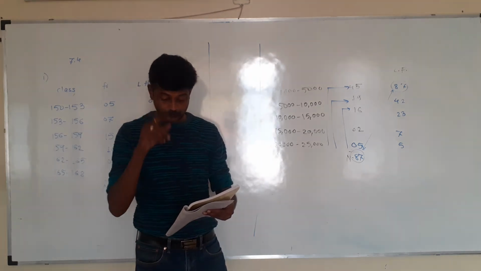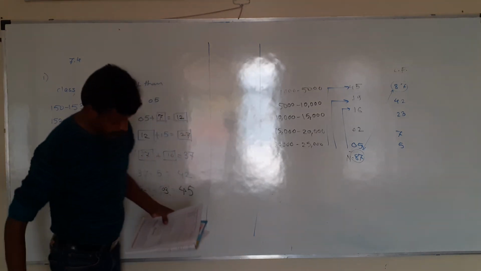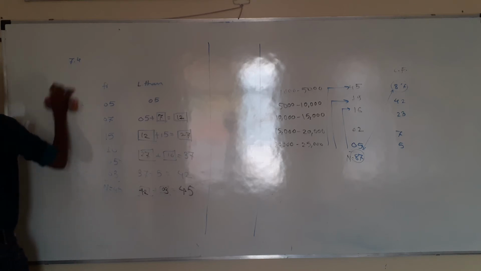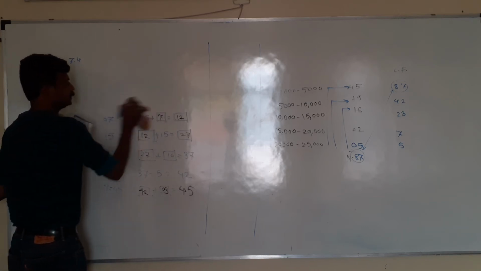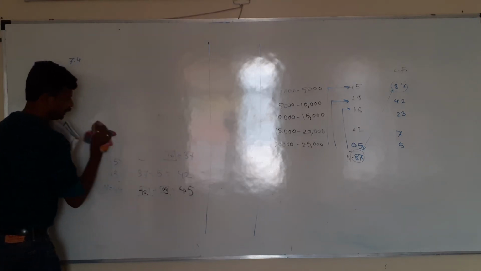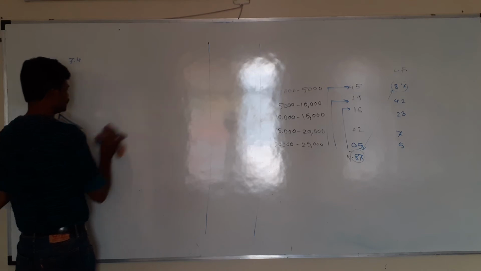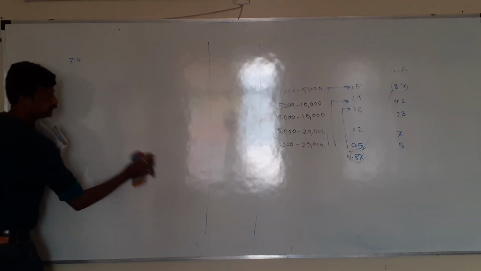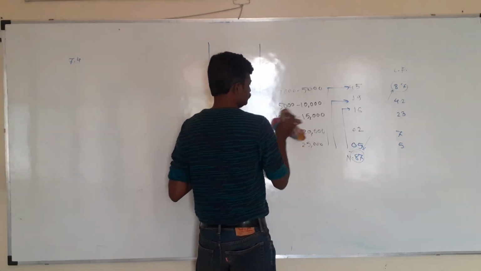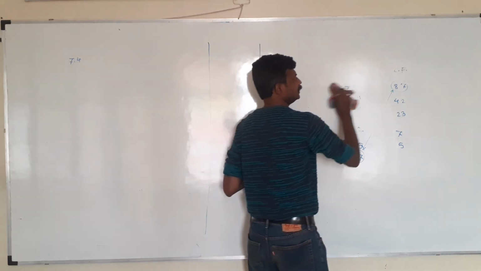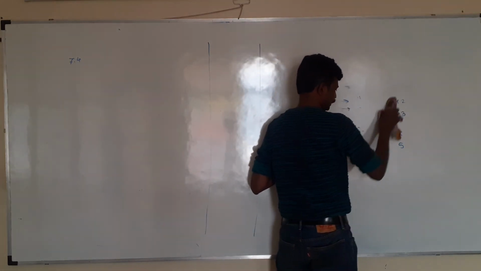Let us continue with one more sum. We finished question number 2 of 7.4. Now let us continue with question number 3. Questions 1 and 2 were objective type. Information was provided, and there was a little bit of calculation, the addition of a few frequencies to get the cumulative frequency, less than type or more than type.